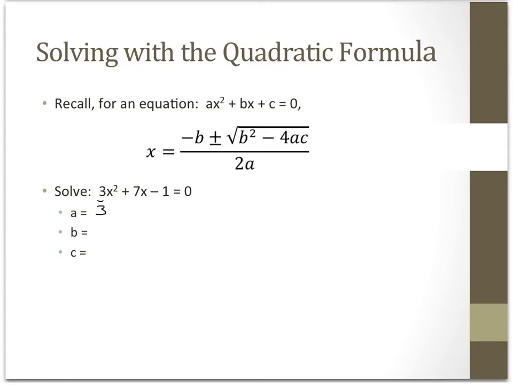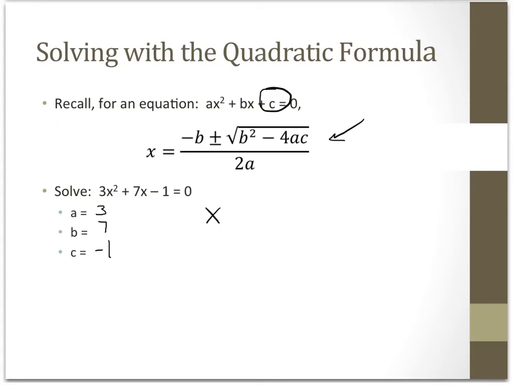The number in front of our x term is b. So for us, this b is positive 7. And the number with no other variable, our constant, our c, is negative 1. Now we have all of these three things that we need to be able to plug into our quadratic formula.